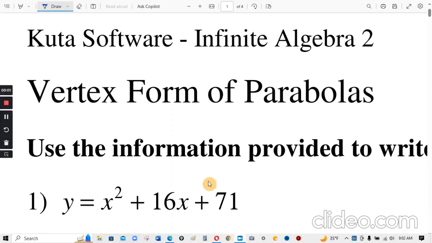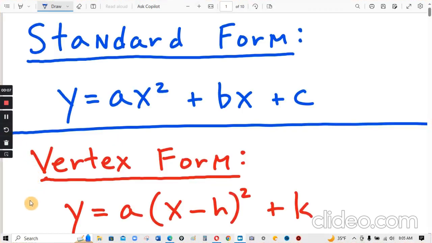This will be for the Kuta Software worksheet, Vertex Form of Parabolas. So the other day, we did the properties of parabolas worksheet, and we wrote the quadratic equations in standard form, y equals ax squared plus bx plus c. Today we will be doing the equations in vertex form. So that's going to be y equals a times the quantity of x minus h squared plus k.